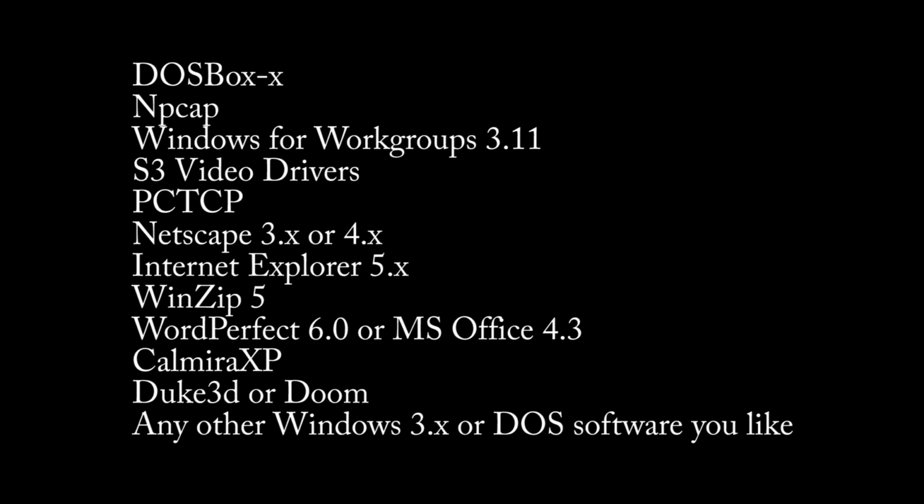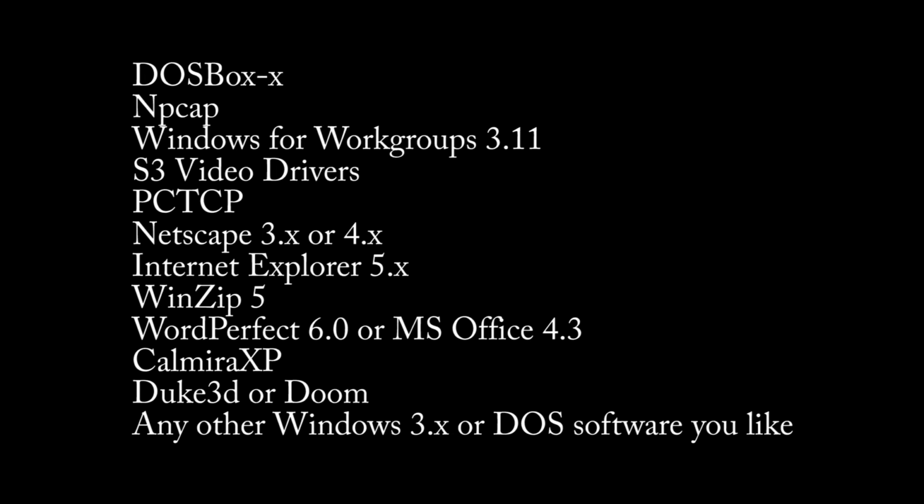You're going to need a program called PCTCP, which is TCP/IP networking for DOS and Windows in order to get on the internet inside your Windows 3 environment. I suggest getting Netscape 3 or 4, whichever version you prefer. Also, Internet Explorer 5, just so you have a couple of different ways you can surf the internet. Probably going to want to grab a copy of WinZIP 5. I also recommend maybe either Microsoft Office or Wordperfect, Wordperfect 6 preferably for Windows, just so you have a word processor to be able to use inside the system.